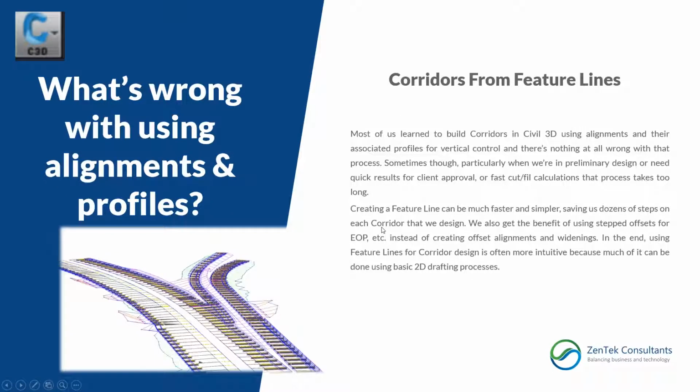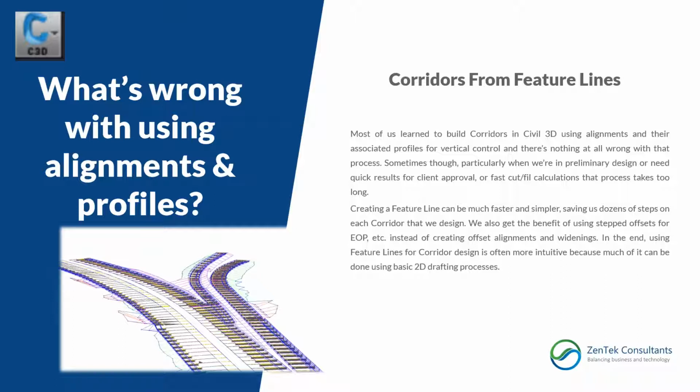So today, like I said, we're going to be talking about developing our corridors using feature lines as opposed to the more traditional alignments and profiles. And the question that I usually get whenever I do this presentation, everybody wants to know, well, what's wrong with using alignments and profiles? And the answer is nothing at all. It works perfectly fine, right?